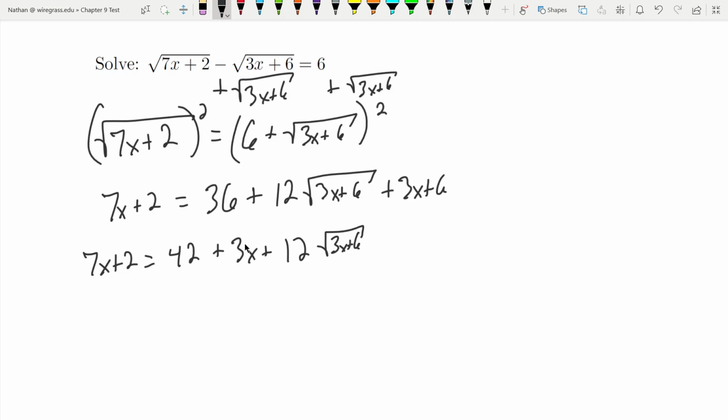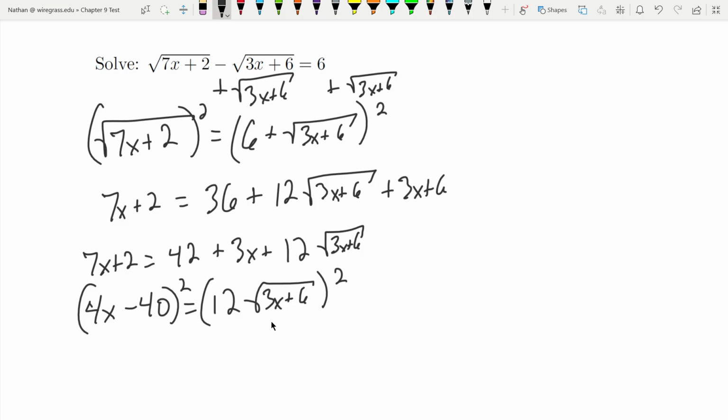I'm going to subtract the 42 over and subtract the 3. It's going to give me 4x minus 40 equals 12 times the square root of 3x plus 6. Okay, now I could divide the 12 over, but I'm actually going to leave it because if I divide the 12 over, it's not going to be a perfect number. So I'm just going to leave it like this, and I'm going to square everything.